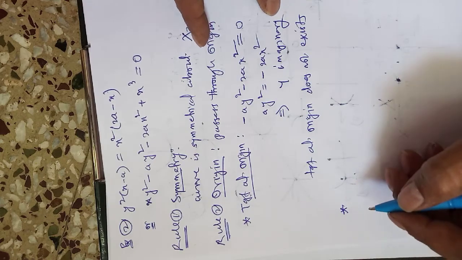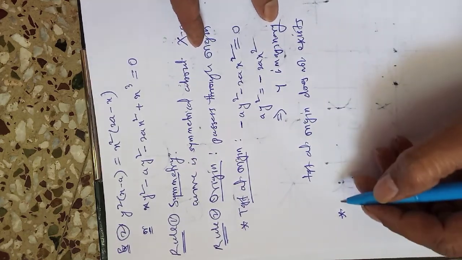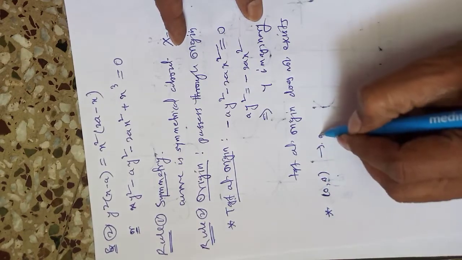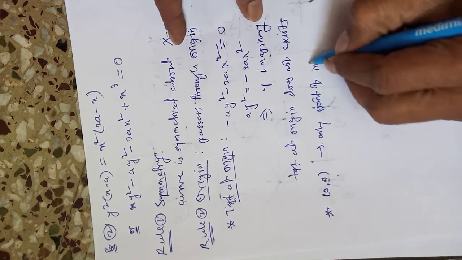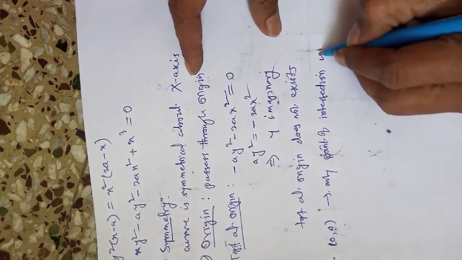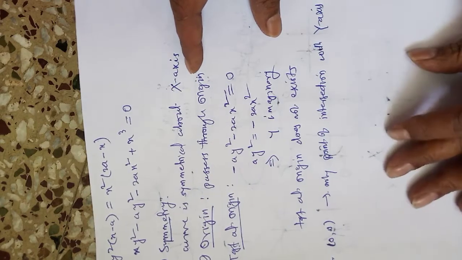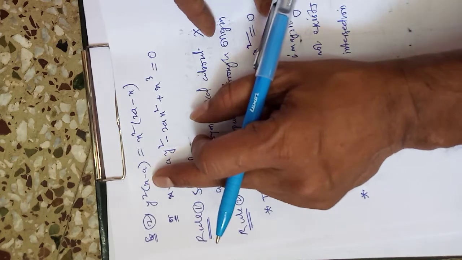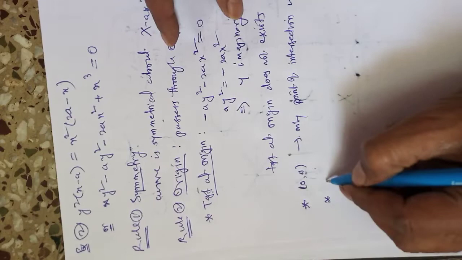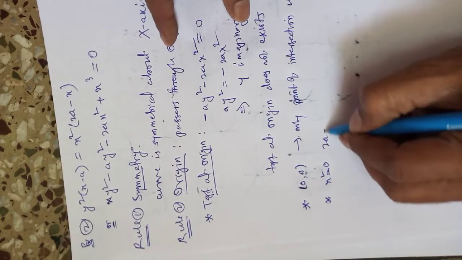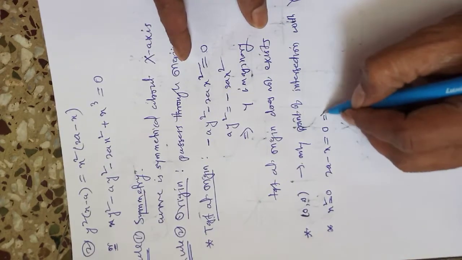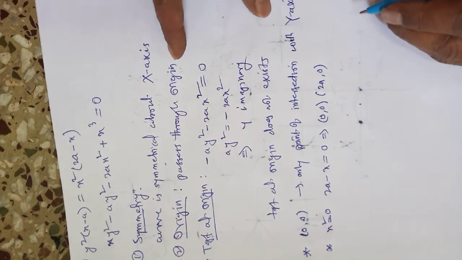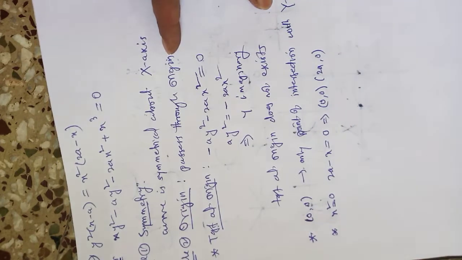So next, points of intersection with coordinate axis. So put x equals 0. What will we have? y equals 0. Right? So origin is the only point of intersection with y-axis. Now second, we'll put y equals 0. So if you substitute y equals 0, what will we have? x square equals 0 or 2a minus x equals 0. So what we are getting here? Origin and 2a comma 0. Okay, so origin and 2a comma 0, these are the points of intersection with x-axis.